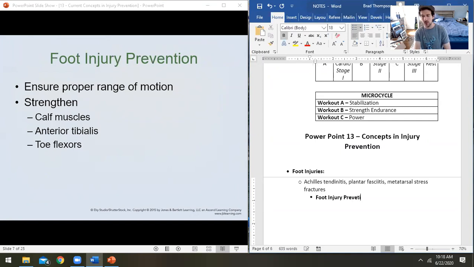Now, I know I'm not teaching you guys the specific exercises in this course. These are the things that are going to come up in capstone. When you get to capstone, it's going to be how to work on foot injuries, ankle injuries, knee injuries, all the stuff we're mentioning today. We really just want to teach you what the common injuries are.